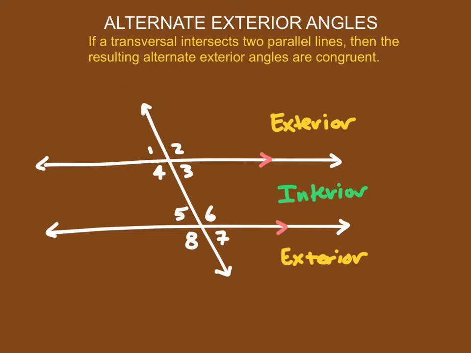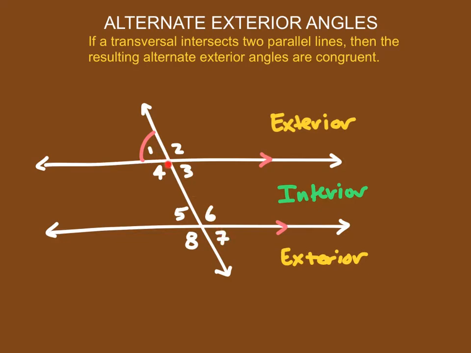And if we're talking about alternate exterior angles, let's start with angle 1. What we know is that angle 1 is congruent to its alternate exterior angle. So if we look at this, this is on the exterior, and we're talking about alternating across the transversal, and that's also an exterior angle, okay?